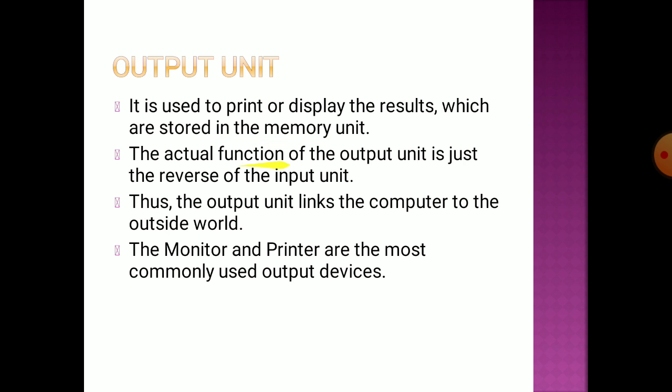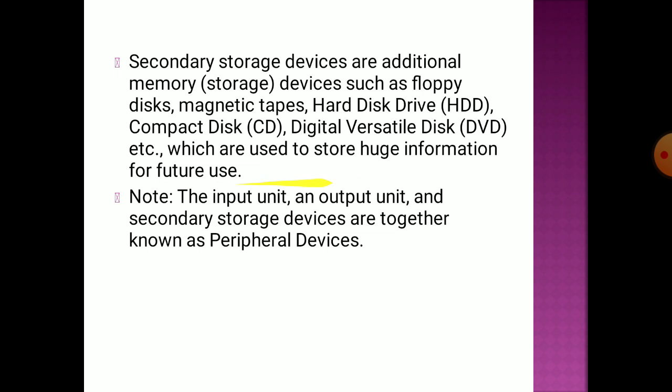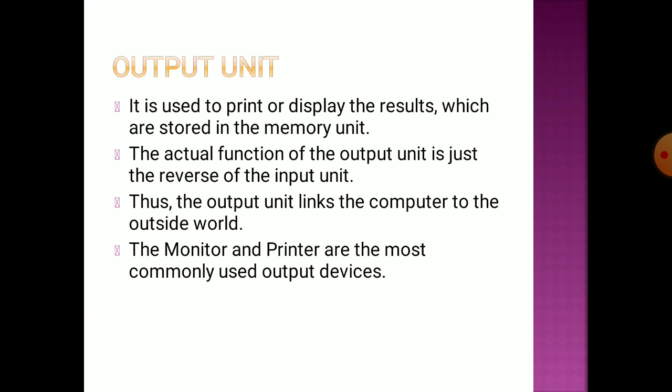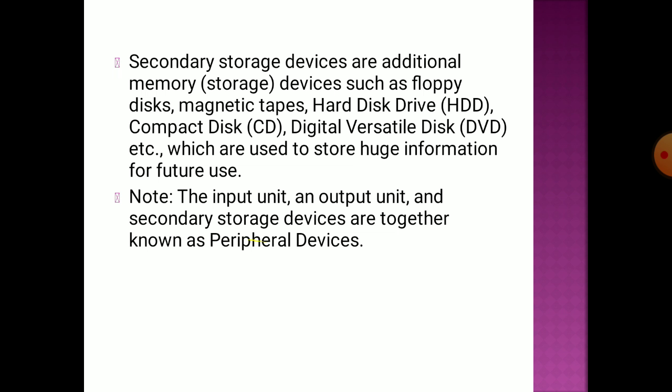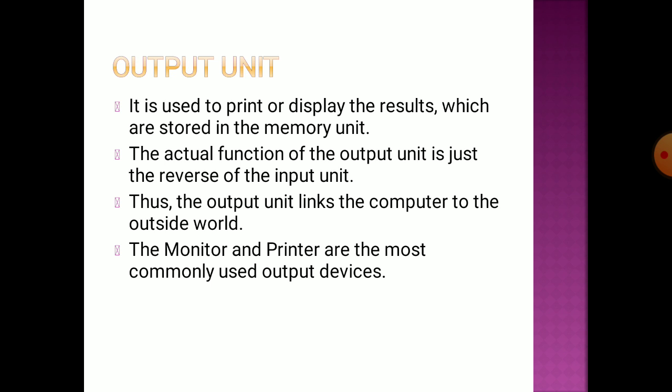The actual function of your output unit is just the reverse of your input unit. What do we do in your input unit? In your input unit, we take the data from the outside world and enter it into your computer system, meaning inside. But here we take the data from the system and give it to the external world. Thus the output unit links the computer to your outside world. So in input, the data is coming from the outside world to your computer, and in your output unit, the data is going out from your computer to the outside world. That is the difference.